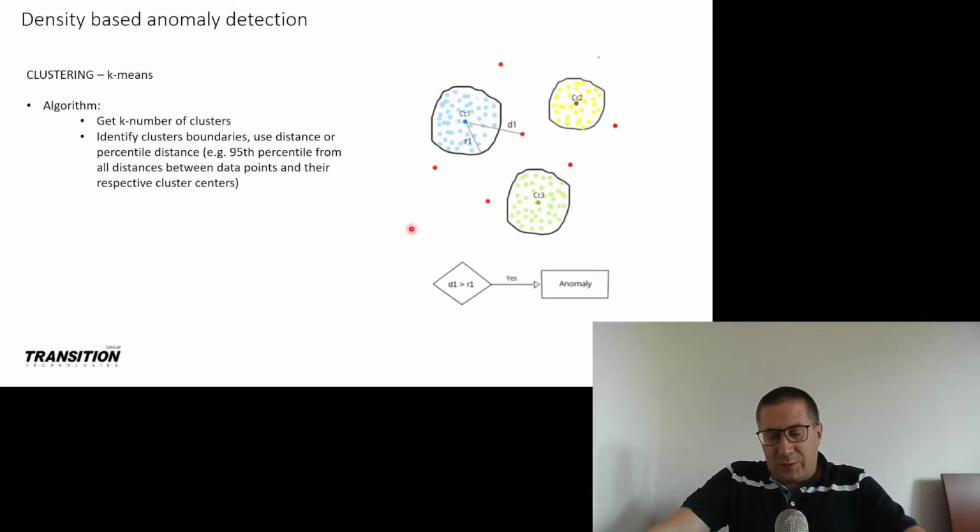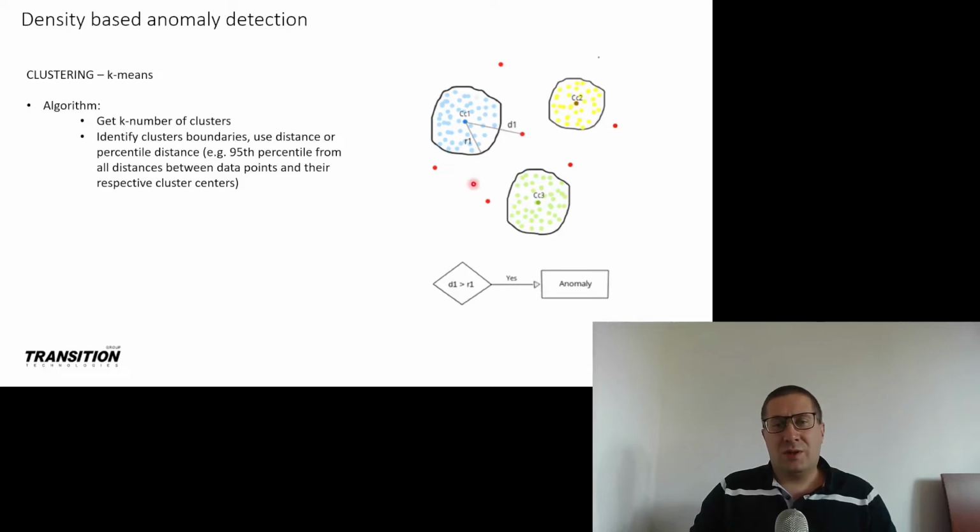One of the very popular algorithms is k-means. This is the clustering algorithm, and this is in fact what we would like to do. We would like to find clusters of points and then check if a new point fits the cluster or it's an anomaly. So this method that uses the k-means clustering approach is a density-based anomaly detection method. Now we are focused not only on the distance, but also on the density of points.